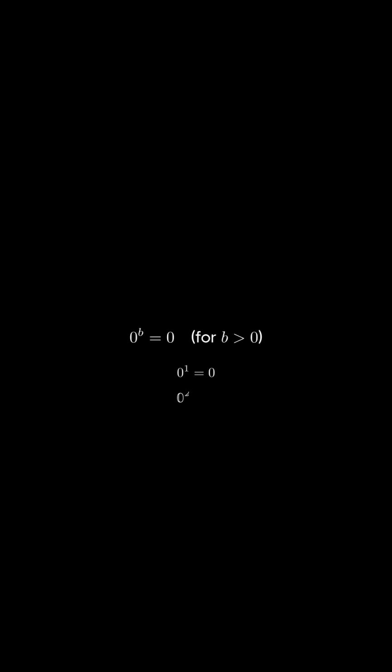0 to the power of 2 equals 0 times 0, which is still 0. The absorbing property of multiplication by 0 means that any product involving 0 will always be 0. And 0 to the power of 5 equals 0 as well. No matter how many times we multiply 0 by itself, we cannot escape the result of 0.